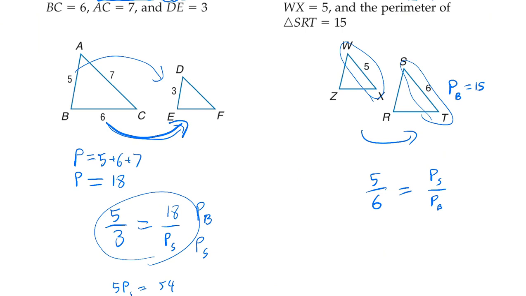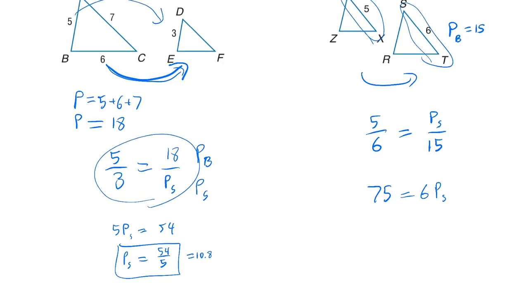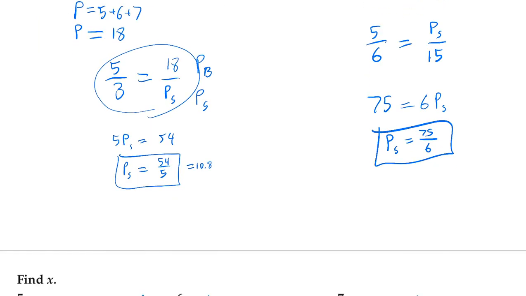And then I could just erase the perimeter of the big and say, well, I know that's 8 or 15. And then I just cross multiply. So 75, I can do that. 5 times 15 equals 6 times the perimeter of the small. Dividing by 6, we get the perimeter of the small is just 75/6. Okay. Oh, hey, that kind of works.